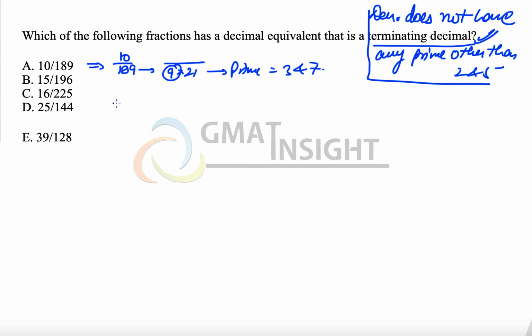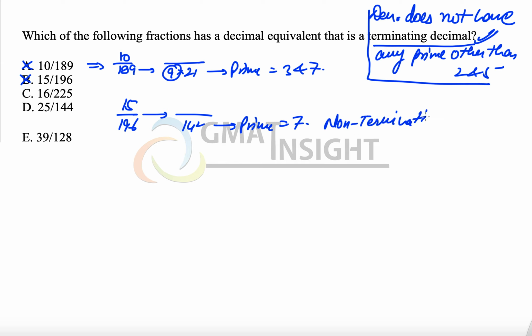Now let's look at the second option. Second option is 15 over 196, and option A can be eliminated because the denominator has a prime factor 3. 15 over 196 also has no common prime factor between the numerator and denominator, and if you see the denominator, that is 14 square, that means the denominator has a prime factor 7, because of which it will definitely be non-terminating, right? So it's non-terminating, like option A. The first one is also non-terminating.